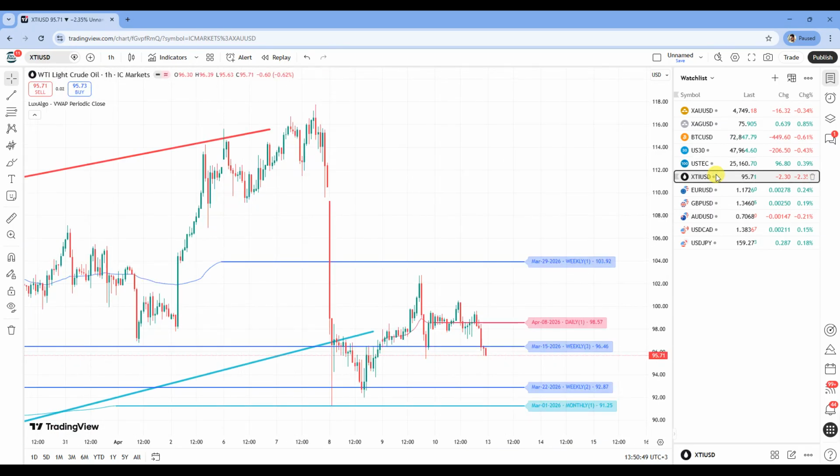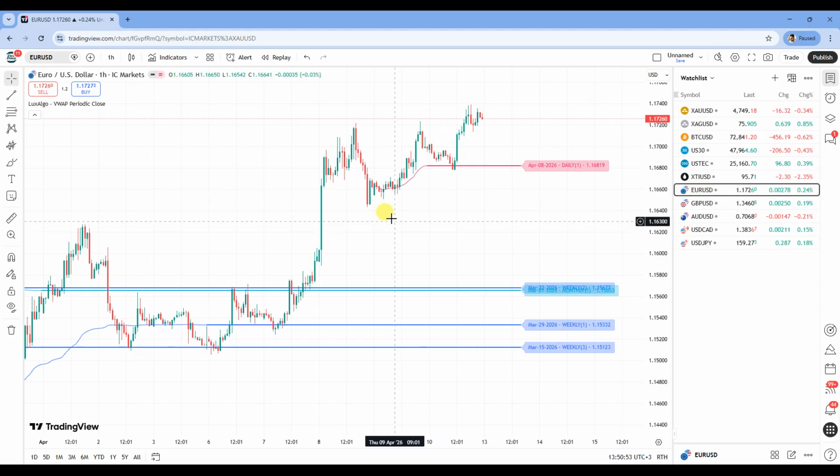Yeah, so let's talk about the crude oil. It was doing the same thing. Let's talk about Euro USD. It was working perfect, amazing. You see this? The market was closing above the WAP moving average, the WAP indicator. Yeah, and then it came down over here, and then it went up again.